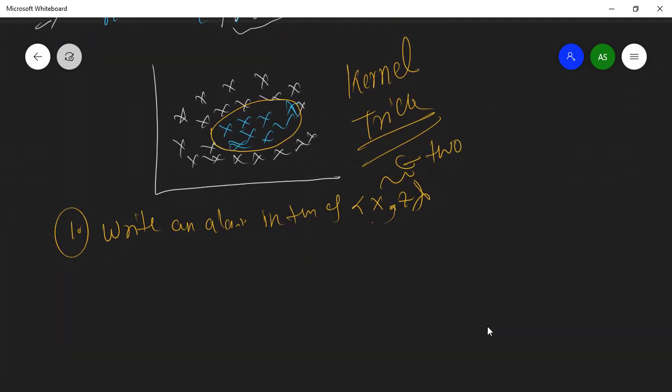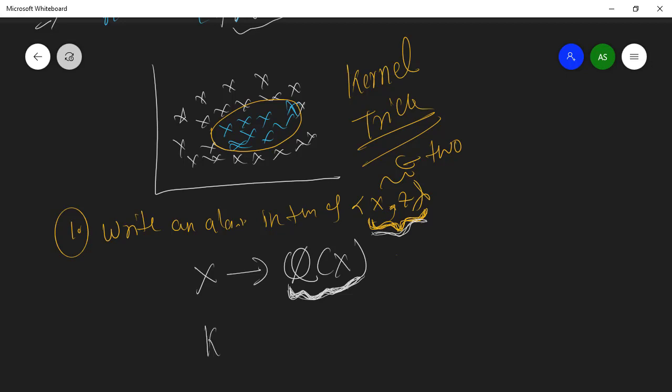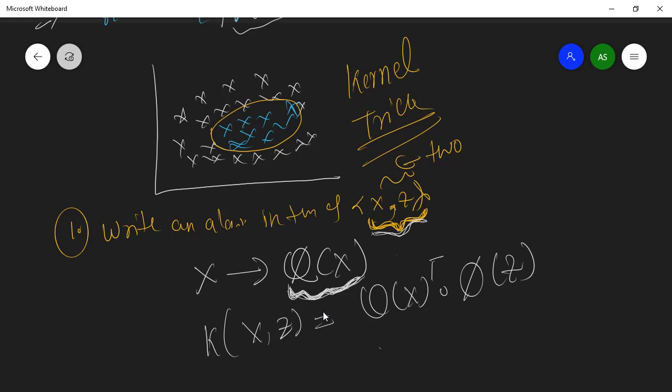So let me write the steps. After we have written our algorithm in terms of the inner product of x and z, now we map our input x to phi of x. I will tell you what this function is. So we find a function, a way, to map our x to phi of x.